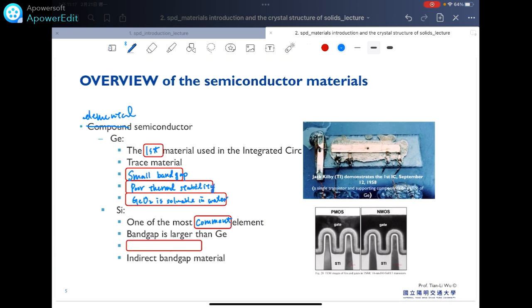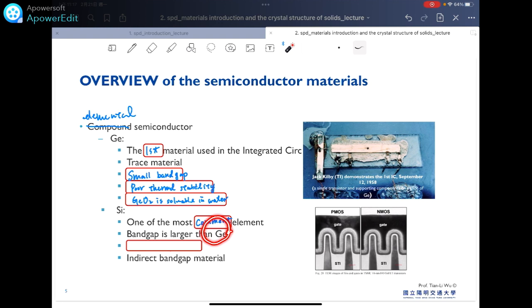So you know that the sand is also composed of silicon material. So that's also a very common element. That's why silicon is a material that is easy to get. And then the band gap is larger than germanium, and we will talk about what band gap is later.